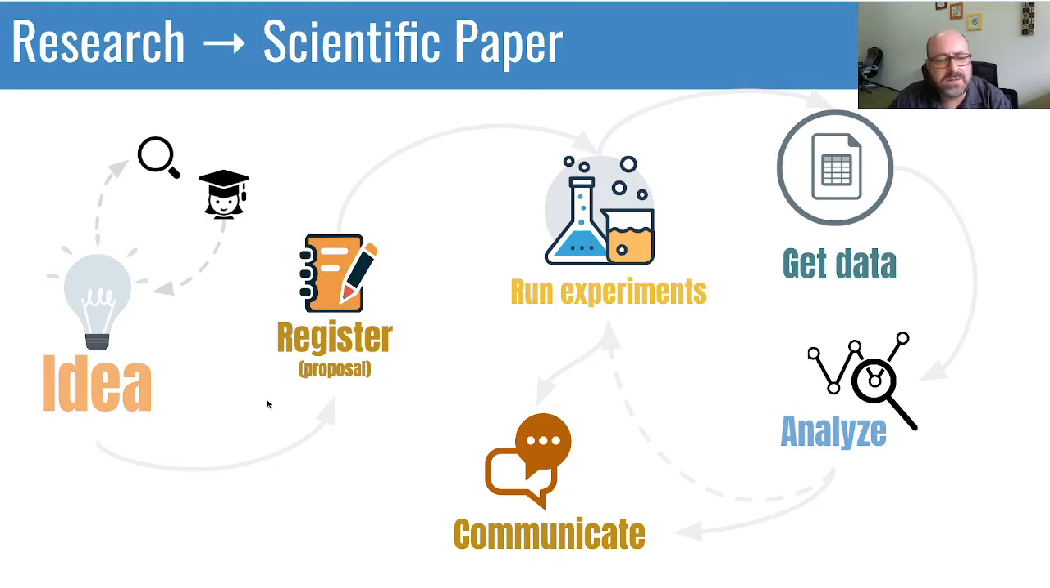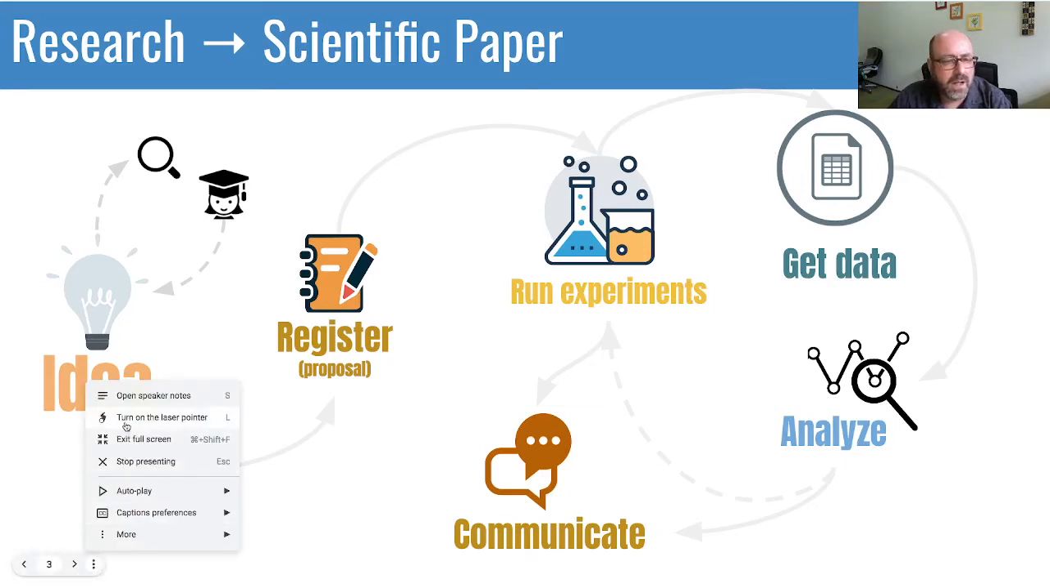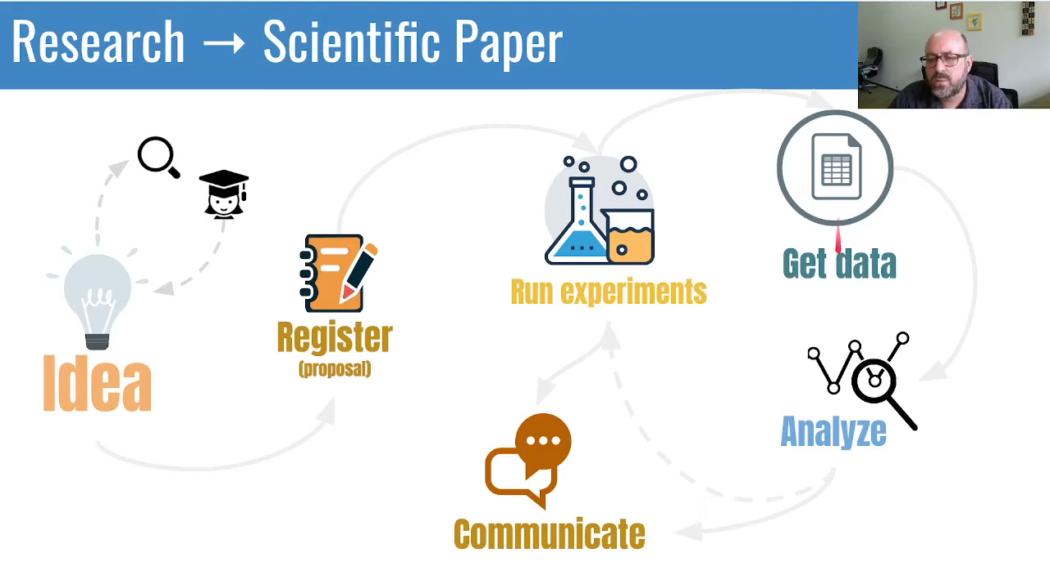We run experiments and we get the data. We analyze that data and we communicate the findings. That's the basic cycle that occurs several times repeatedly. And communicating the findings is the last step in the research process.